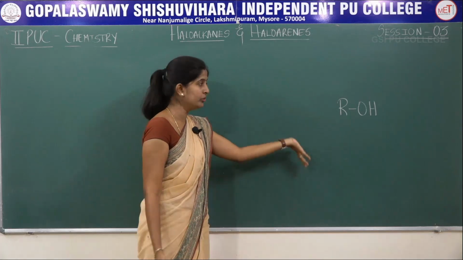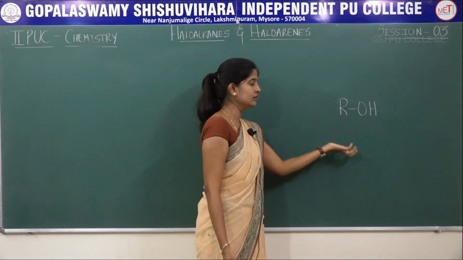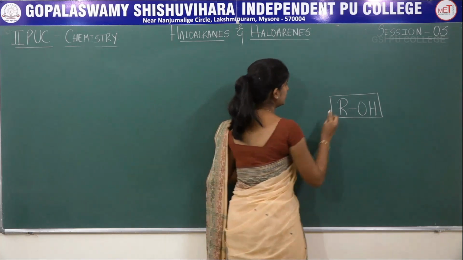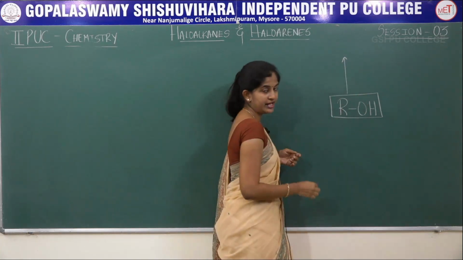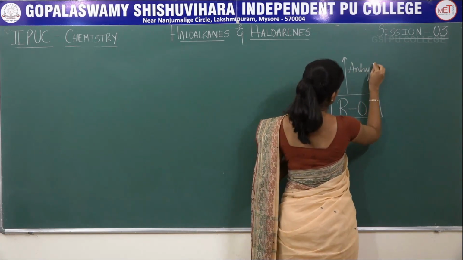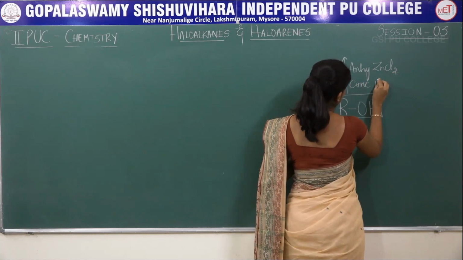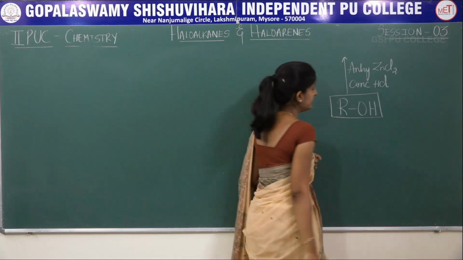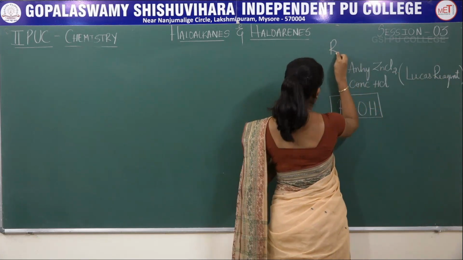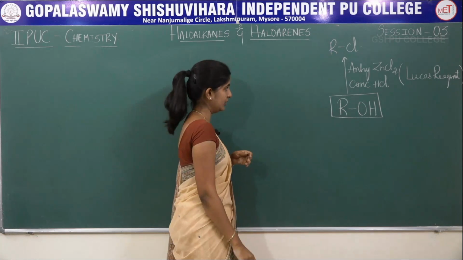R can be any alkyl group. If you have a board question and they have given R, the respective R can be substituted. As I have told you, there are 3 methods of preparation. The first method is from Lucas reagent. What is Lucas reagent? It's nothing but anhydrous zinc chloride plus concentrated HCl. It is called Lucas reagent. You get your RCl from that, the respective haloalkane.